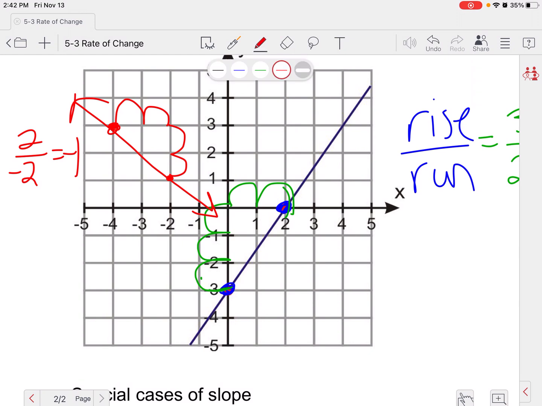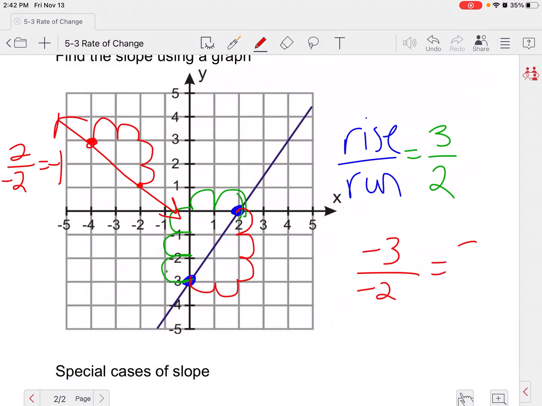And actually, you could have done that here as well. If we looked at this problem, you could have started at this point and gone down 1, 2, 3. So the rise would have been negative 3. And we would have gone over negative 2. And a negative over a negative gets a positive. So we get the same answer whether we go up and over or down and to the left. Okay?